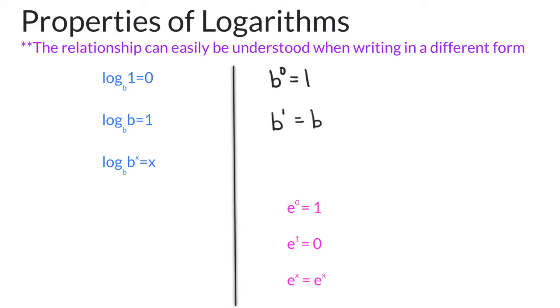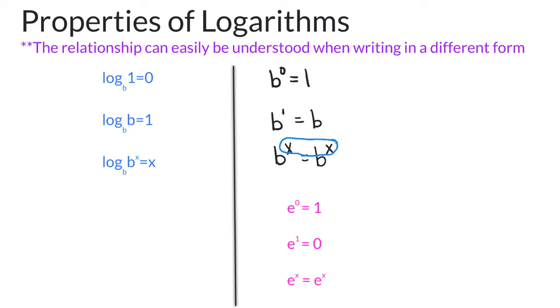Now the last one is log base b of b to the x power is simply going to equal that exponent. What that really is saying is b to the x power is simply going to equal b to the x power. So therefore, we can conclude that our exponents have to be equal because our bases are equal. That is why we can say it's just going to simply equal x.